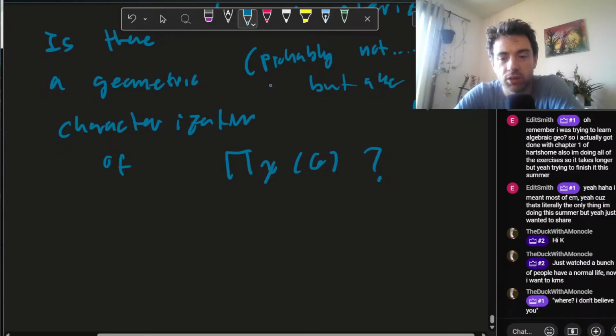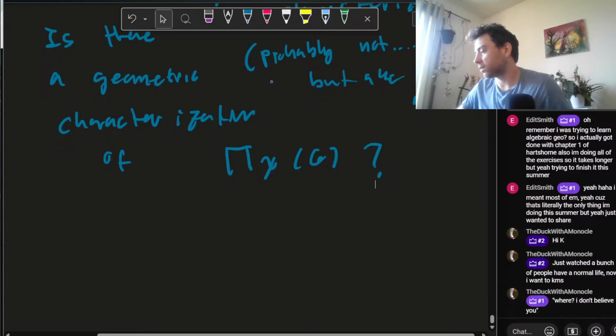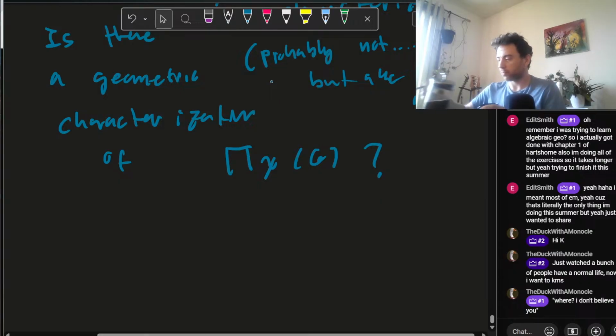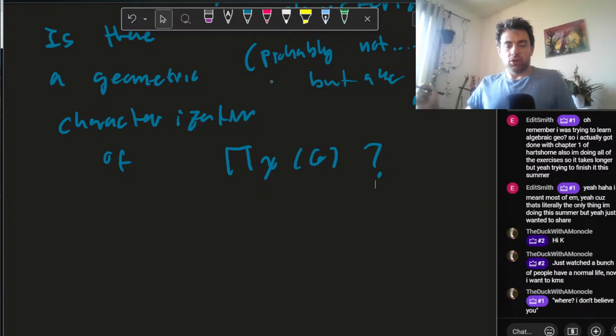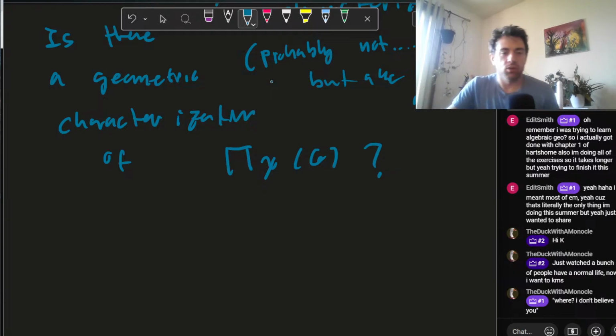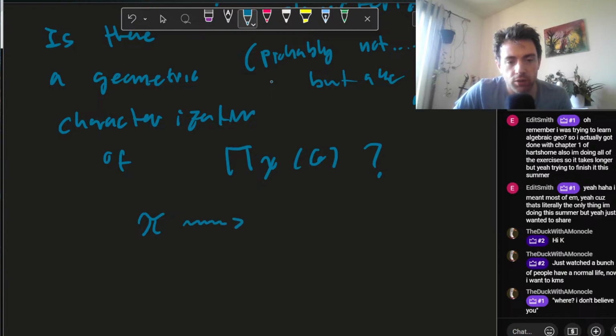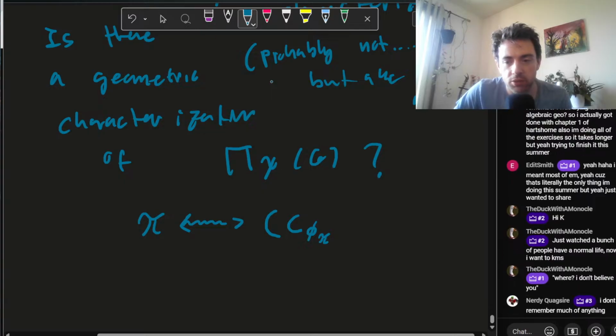And so another thing that maybe you remember, maybe not, from previous videos, is that the local Langlands correspondence can be promoted to a bijection, where a representation gets sent to a pair, where the first thing in the pair is the orbit of its Langlands parameter in the corresponding Vogel variety.